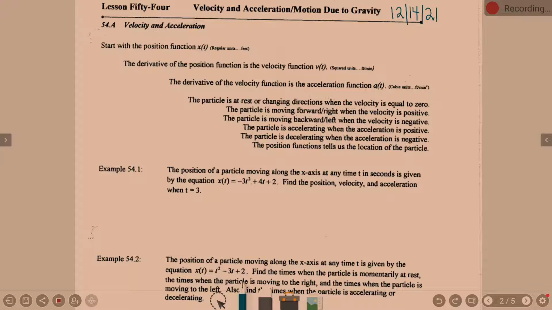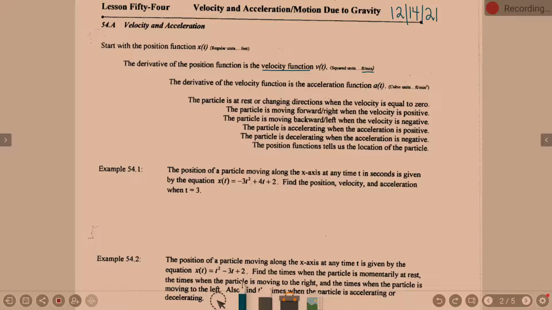So, starting with the position function. Position, you see it in different ways. They're using x of t here for position. You sometimes see s of t, I think. Just kind of depends. When we talk position, we're talking just a plain old unit, such as feet. Okay. You already know that the first derivative of the position function is velocity. And when we talk velocity, your units are some type of units per time. So, for example, feet per minute.